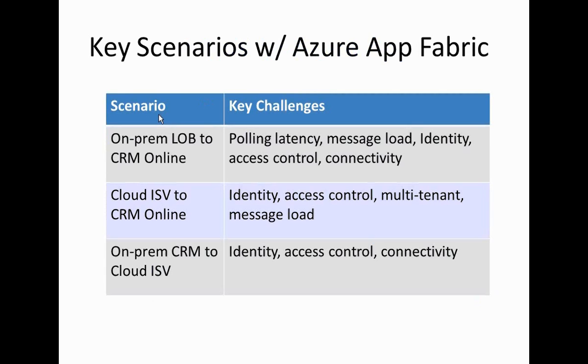So again, we think of this being useful in several sub-scenarios, like for instance, on-premise CRM to cloud ISV, on-premise line of business application to CRM Online is what we looked at. So it takes care of polling because you don't actually poll our system, but we let you know when changes happen. And we also take care of reliability because these changes go through our async queue. So for whatever reason we cannot reach you, we would actually retry at a later point in time. Again, like we mentioned, we also take care of access control and connectivity.